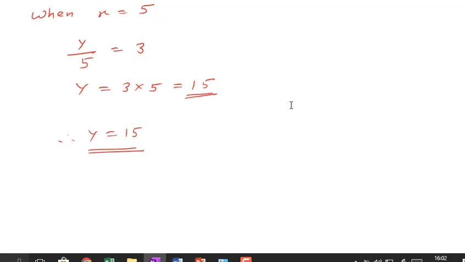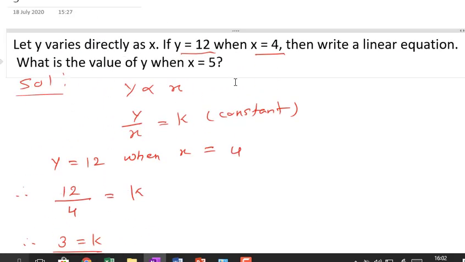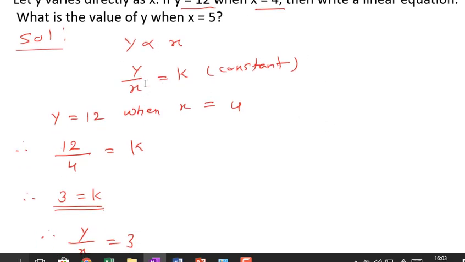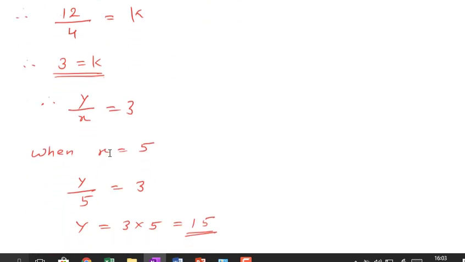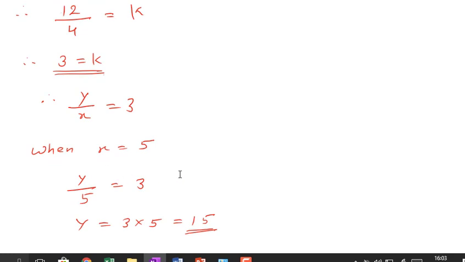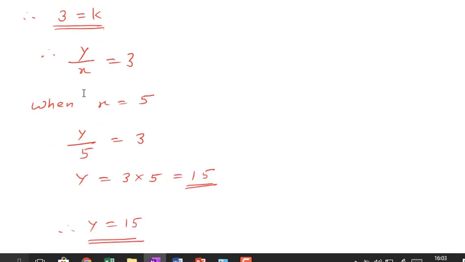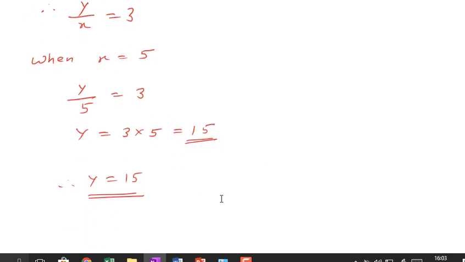Okay. So here in this question, it is given that y varies directly as x, and when y is 12, x is 4. So first we have written y upon x is k, as y is directly varying. Then one condition is given that y is 12 when x is 4. So I put this condition and I got the value of k. Then when x is equal to 5, I have to find the value of y. So in this equation y upon x equal to 3, I put the value of x as 5 and got the value of y, which is 15. So y is 15.